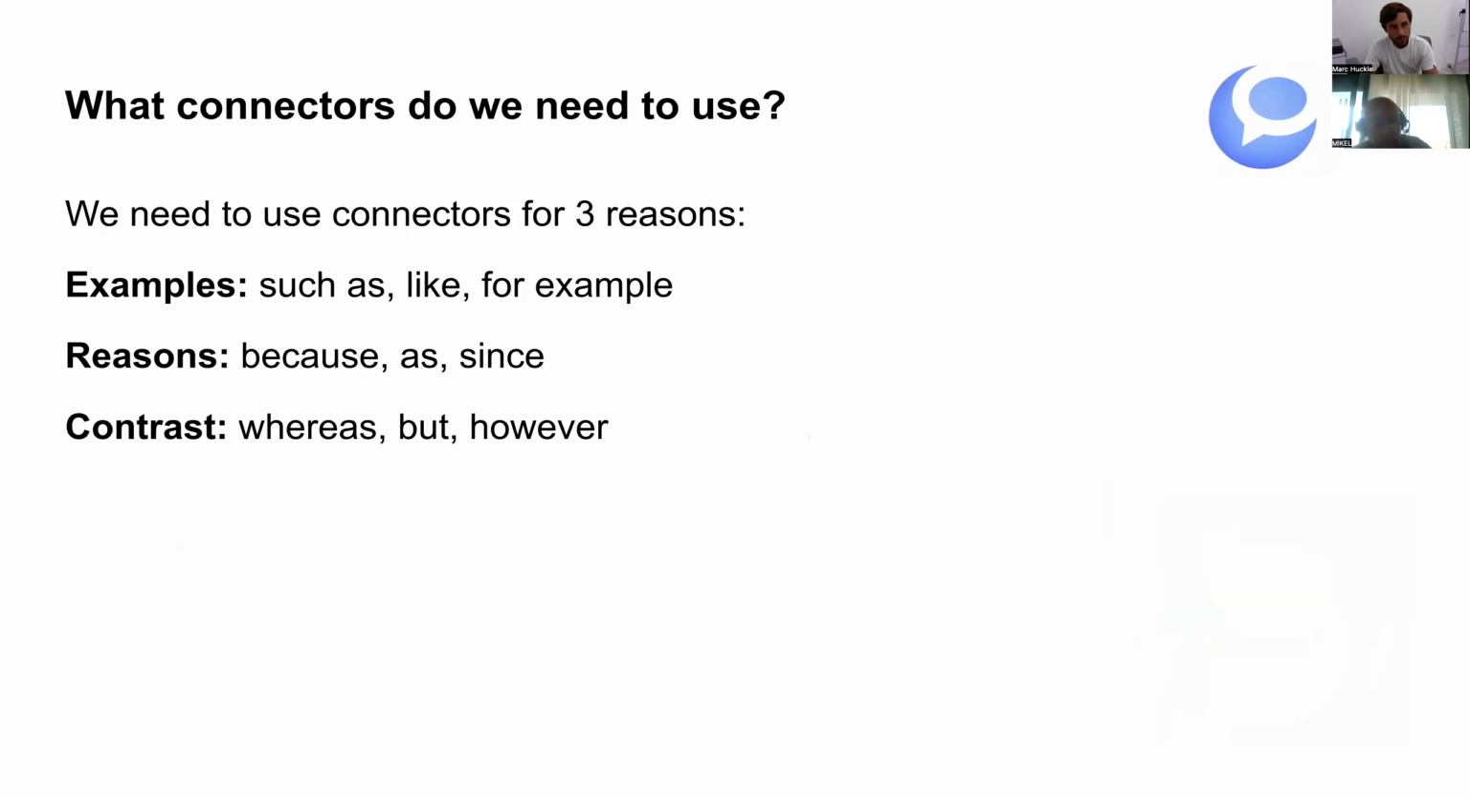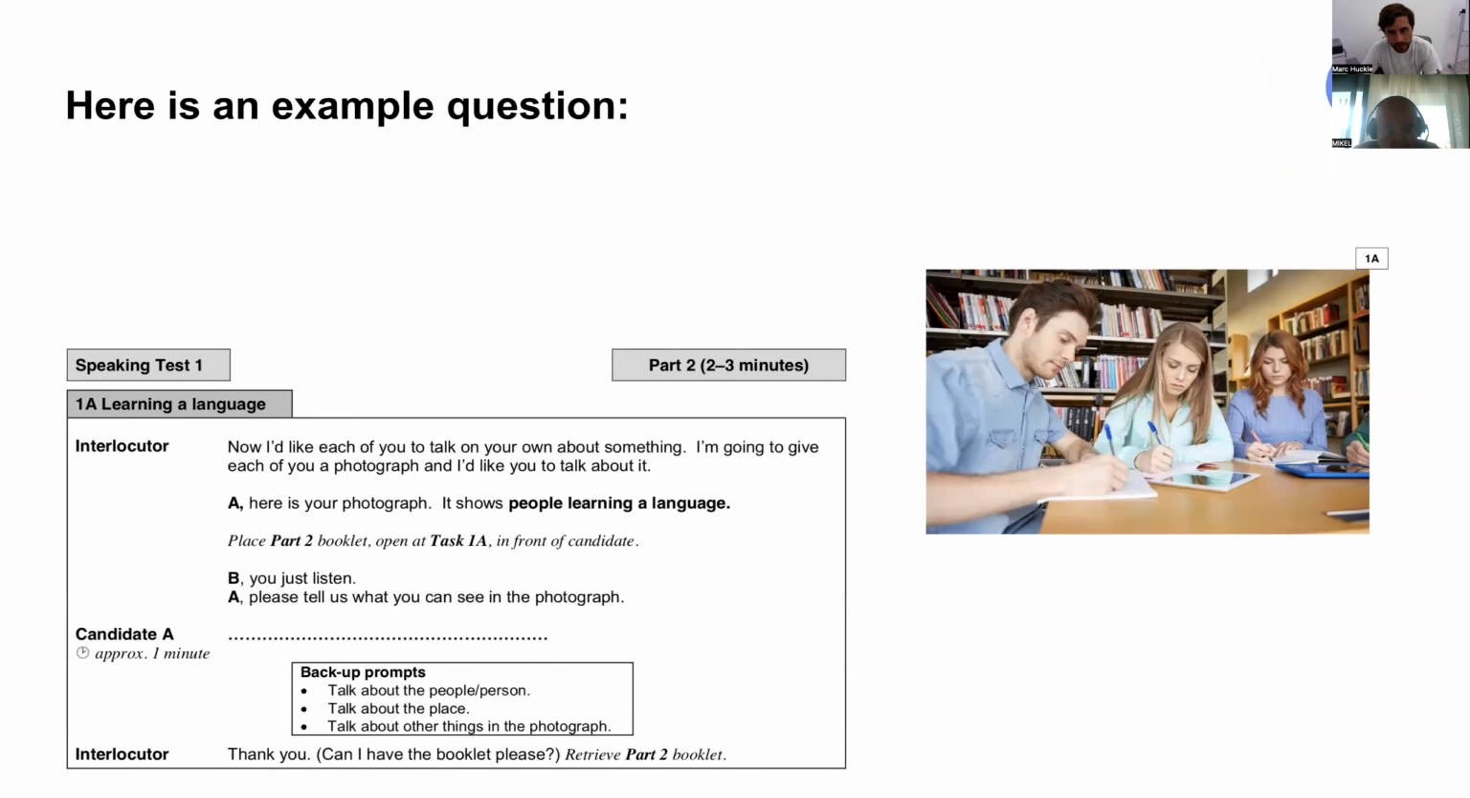So what connectors do we need to use? We need to use connectors for 3 reasons. To give examples, give reasons, show contrast. So we could say, such as, like, for example. You could give reasons, because, as, since, or contrast, whereas, but, however. We will also use ones like and, in addition, to add information. The key is to use different ones. Do not say, for example, because, but, for example, because, but. It's too simple, so be careful with that. Now, let's look at an example question.